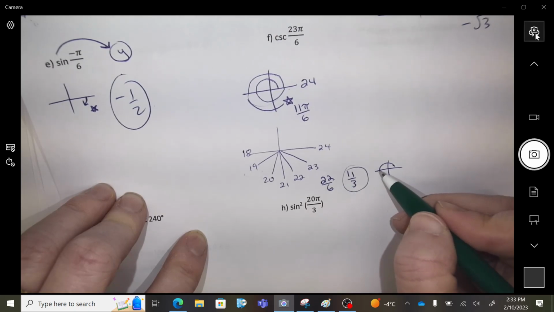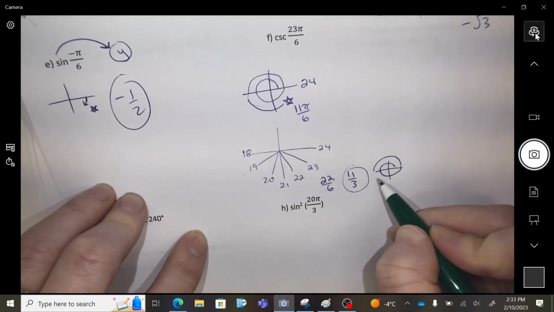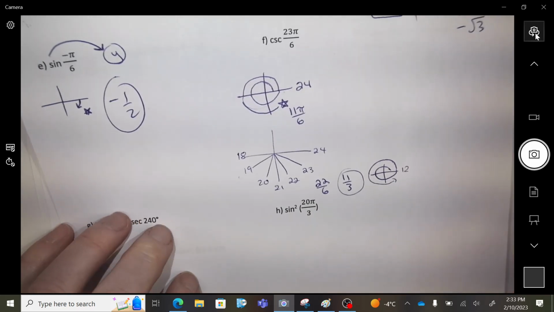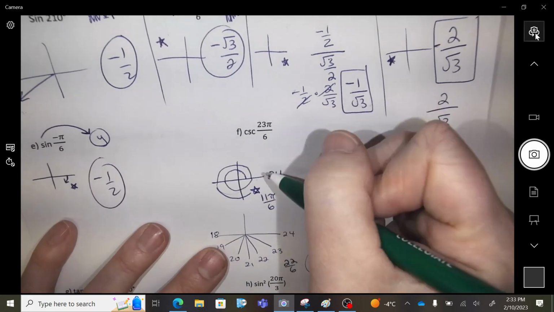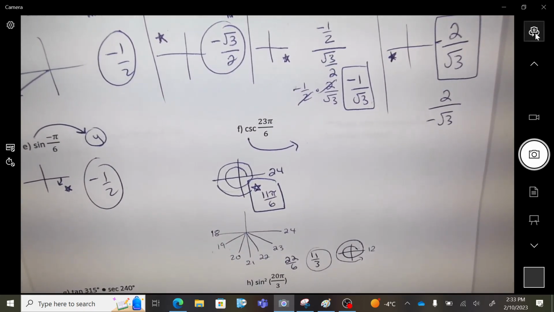Right, because then I just would have done 3, 6, 9. Then the next one would have been 12, so I would have landed there. Yeah, that makes more sense. Okay, so here's where we're looking. And what is that? Cosecant.